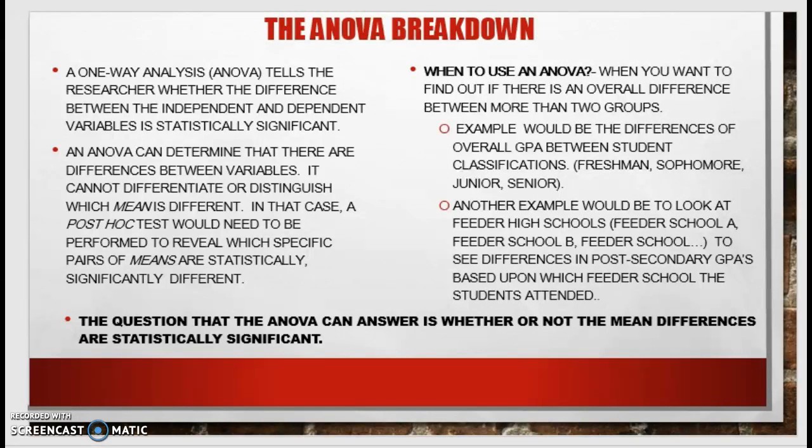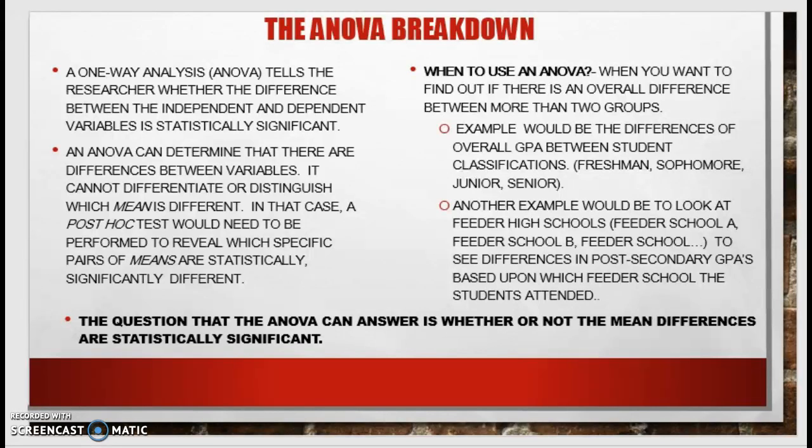You want to use an ANOVA when you are needing to find out if there's an overall difference between more than two groups. The example that we just used about the freshmen, juniors, sophomores, and seniors overall GPAs. Another example would be if you wanted to look at GPAs based on the feeder schools that were attended. You could break down the groupings by feeder school and figure the average mean, and perhaps that might help you to understand that maybe one feeder school used programs or different approaches to help their students perform higher in their academics.